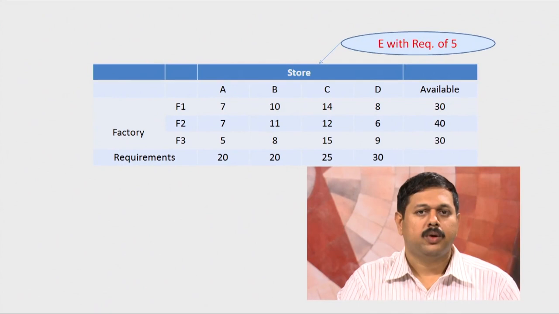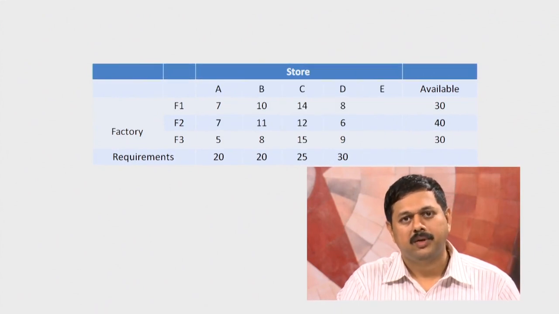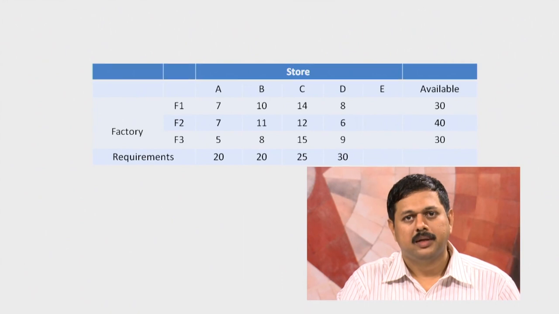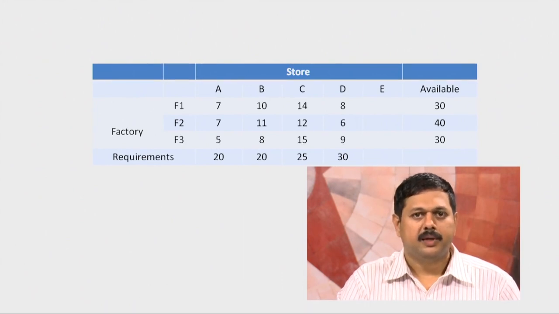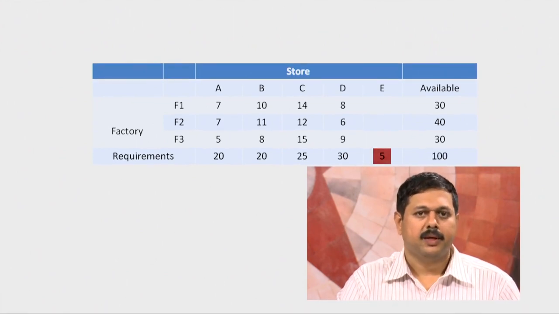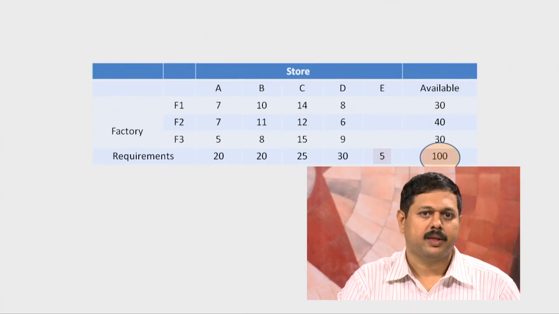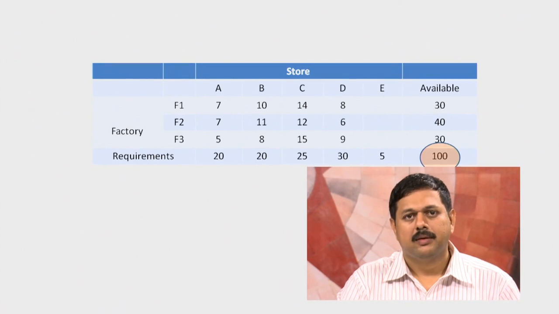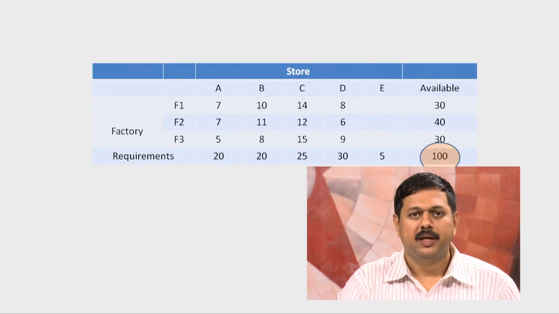So insert one more column called a dummy column for the store E. This column is called dummy because the store E does not exist in reality. Introduce 5 as a requirement for the dummy store E. Now we find that the total available resources is the same as the total requirements. Since store E is represented by a dummy column, let the unit cost of transportation be taken as 0 everywhere in this column.